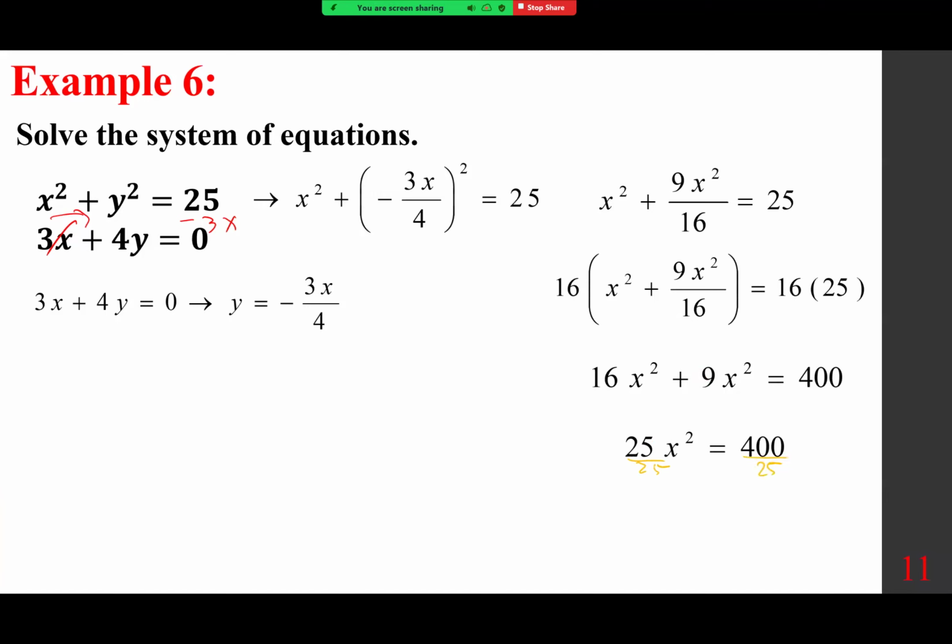Divide both sides by 25, and you get 16. x squared is 16, and x is plus minus 4. So again, very straightforward, everybody.